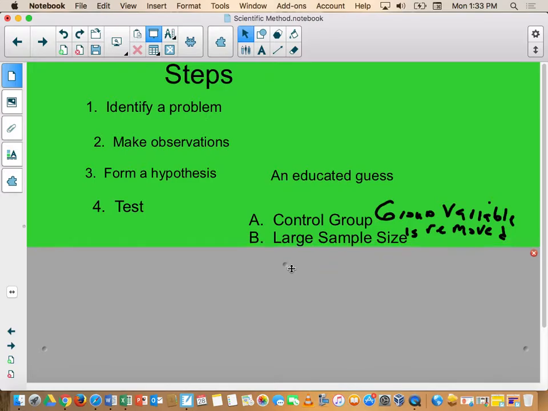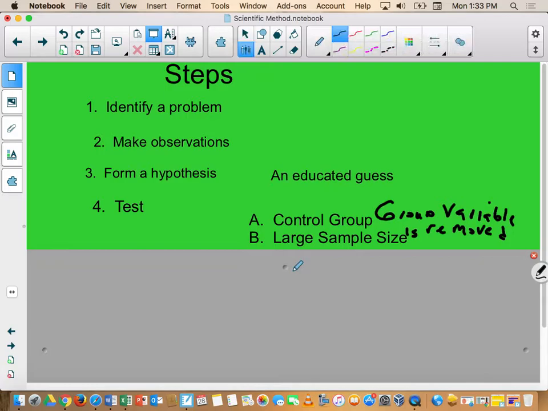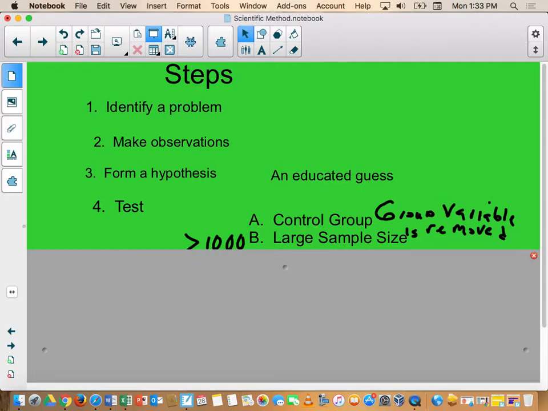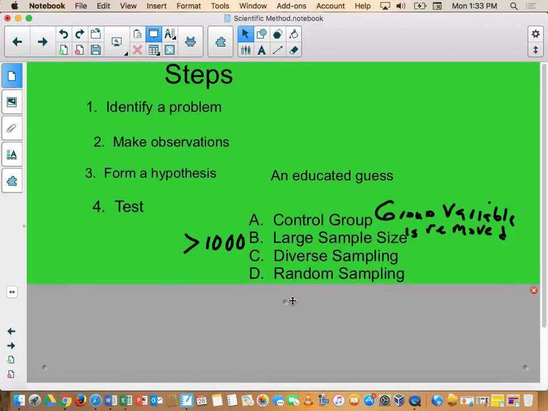All right, then we have to have a large size. How big is large? In general, it has to be greater than 1,000 subjects. We don't want to get too much beyond that because it's hard to work with, but less than that, you can't be sure that it's accurate. It has to have diverse sampling, so people from different backgrounds, and it has to have random sampling, so therefore people aren't coming in with an expectation or bias.